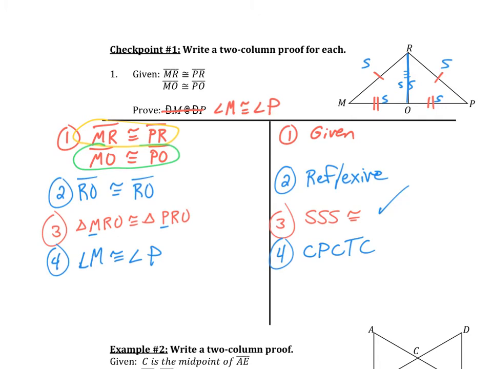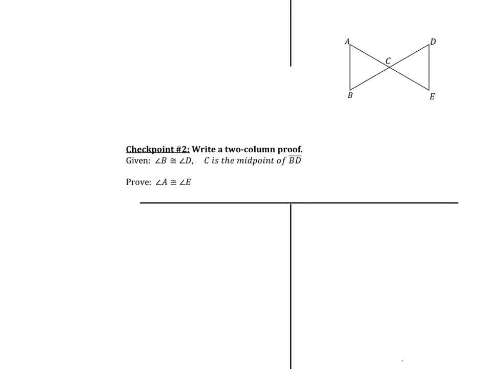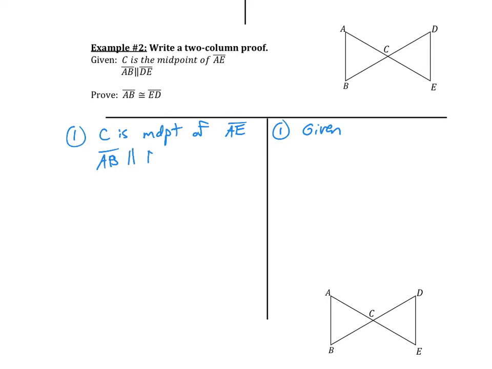Okay, if you need more time to write this down or just look over it, hit pause. I'm going to slide down to the next proof. We have 2 more proofs, and we'll do them both. So example 2 says write a 2-column proof. So step 1 is start with the given. C is the midpoint of segment AE, and that is given. We also know that AB is parallel to DE. So I'm going to mark that. AB parallel to DE.